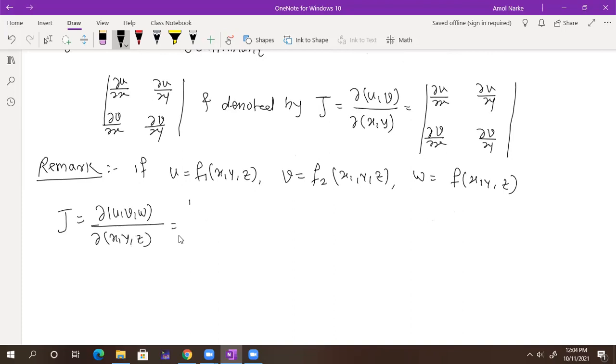Can someone tell me, it is the determinant of? See, u is a function of x, y, z, they have given. v is a function of x, y, z, they have given. w is a function of x, y, z, they have given. Okay. So now what is remaining?